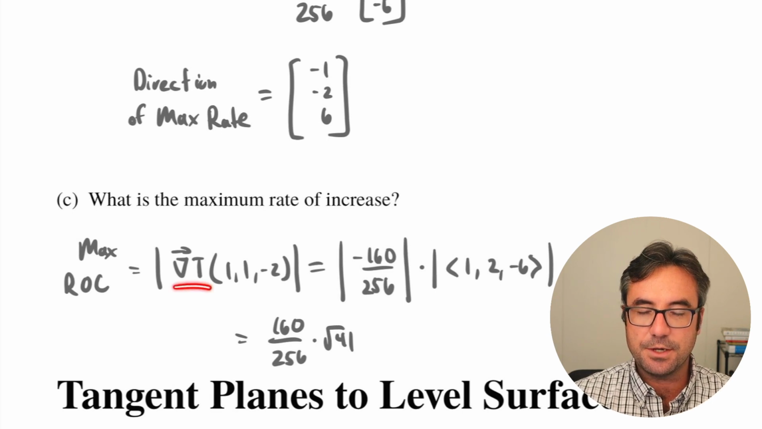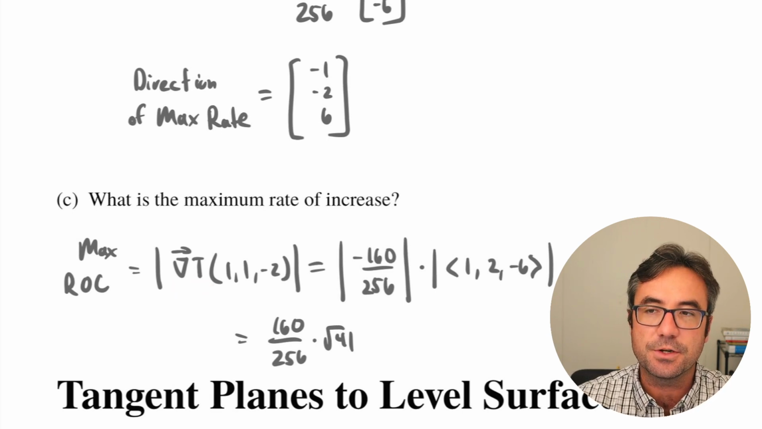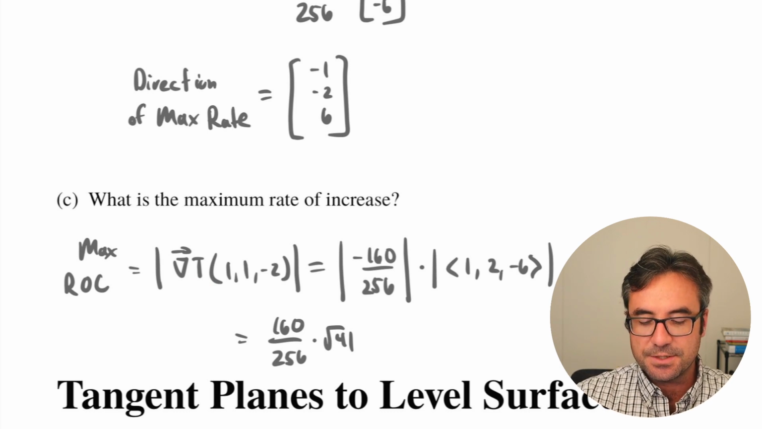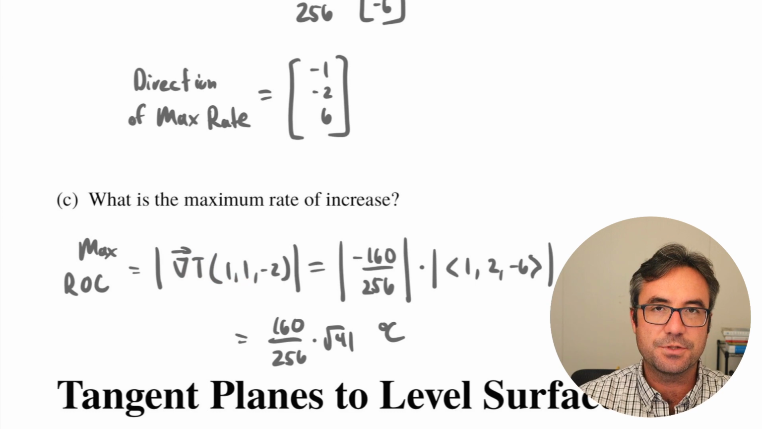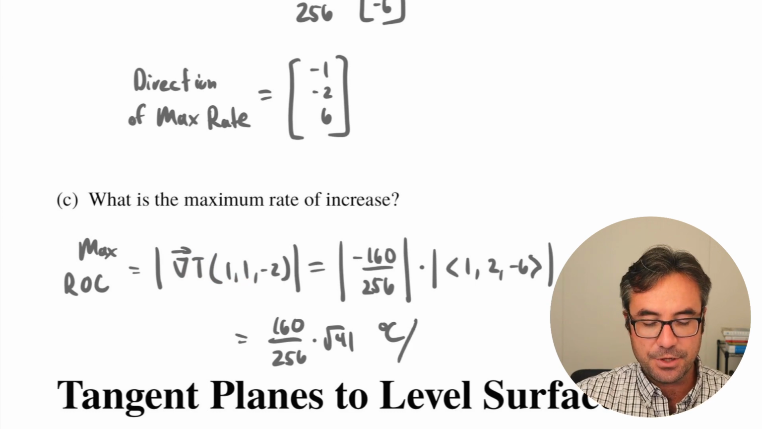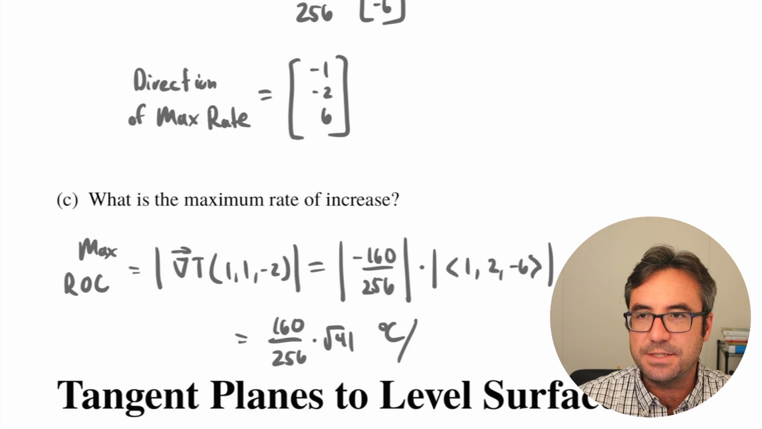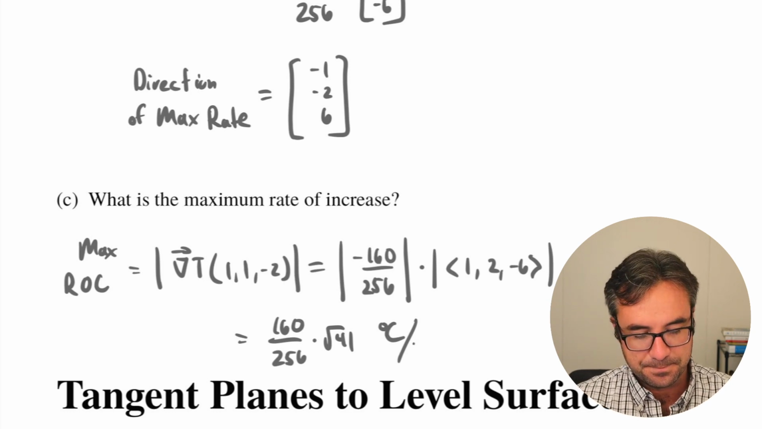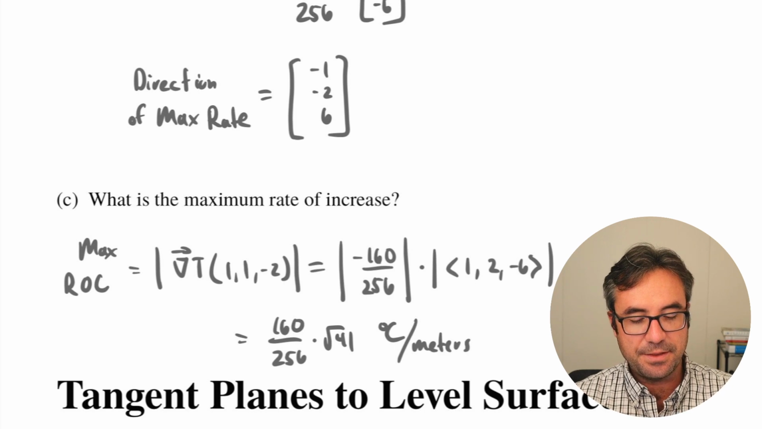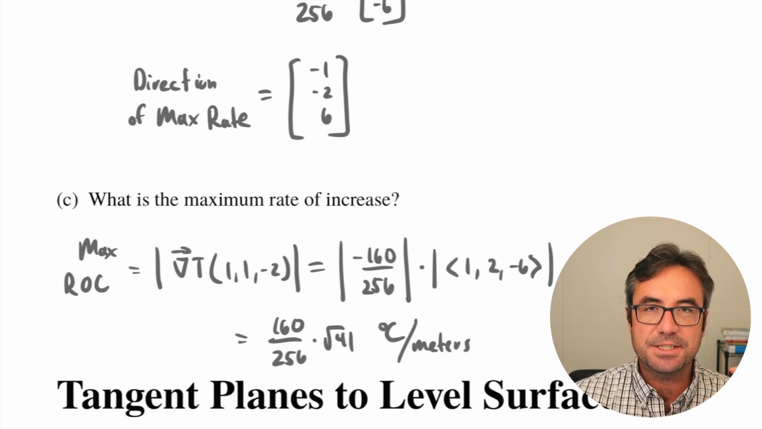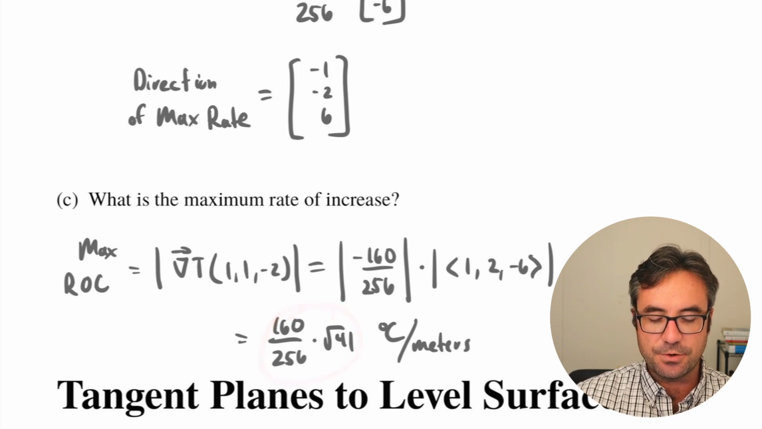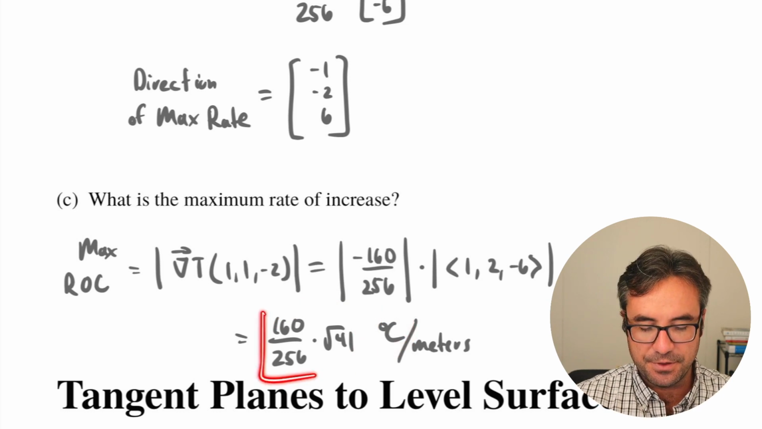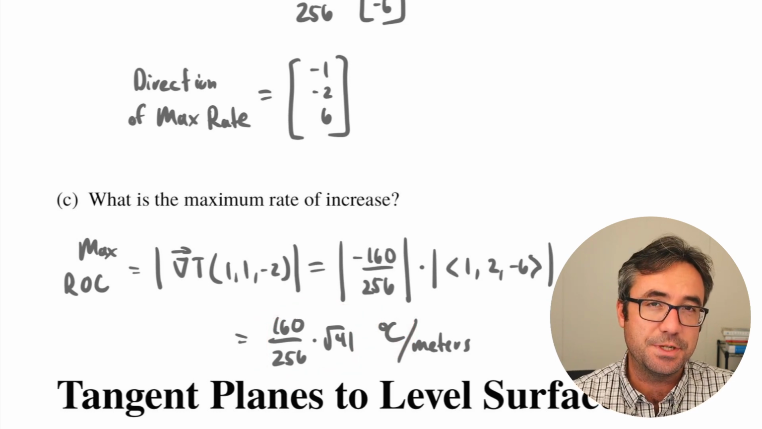And we're doing the derivative of this function T. So the units for T are degrees Celsius here. And we're doing a directional derivative, so it's divided by the units of our x, y, and z coordinates. So in this case, meters. So this is telling us that if we were to take a step in this one particular direction, our temperature function is going to increase at a rate of this value in terms of degrees Celsius per meter.